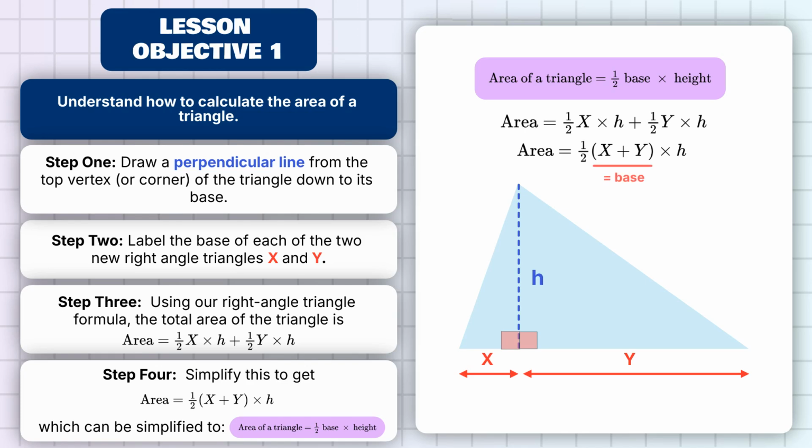Remember that X plus Y equals the base of the entire triangle. So we can replace X plus Y with B. This should look familiar. B is just the base, and therefore we have reached the same formula as before. The area of this triangle is also half of the base times height. This consistent formula applies to all triangles regardless of their shape.